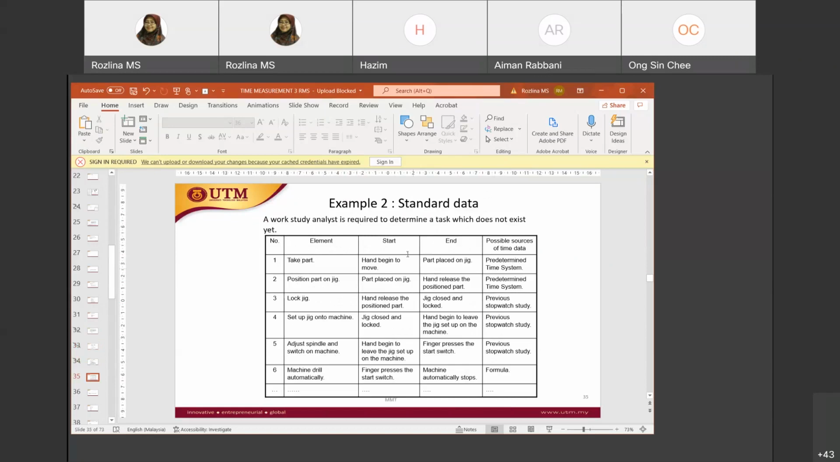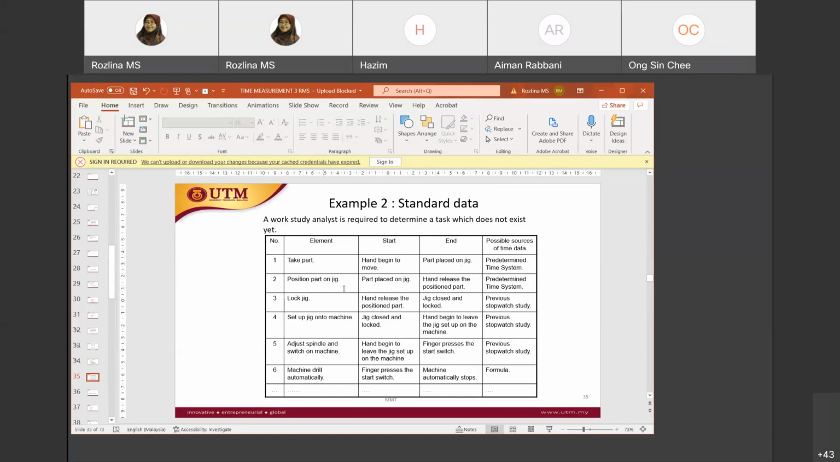Okay. This is the example of the element time, element work there. Okay, take part. So the start is when the hand begins to move, and then the end is the part placed on jig. So for this part we can use the PTS because maybe we cannot use the stopwatch, because there is no previous example. So we have to use the PTS.